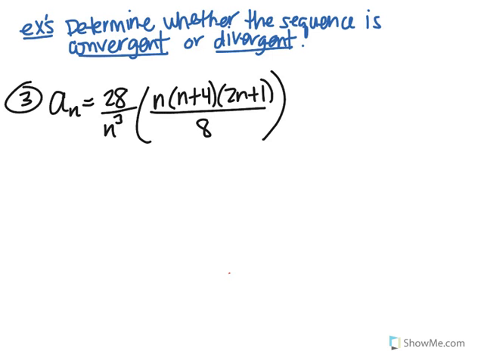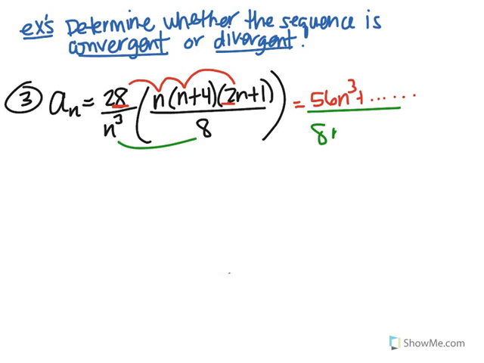So this next example, we have the sequence 28 over n cubed, multiplied by n and n plus 4, 2n plus 1, all over 8. So we're going to try to find the dominant term. And remember, when we find the dominant term, we're looking for the highest exponent. Well, if I were to multiply all these out, it looks like the highest exponent would be n cubed. So I would have a 28 times this 2, which would give you a 56n cubed plus, we don't really care about what the rest of it is because we only care about the dominant term. And this is all divided by, when I multiply these two, 8n cubed.